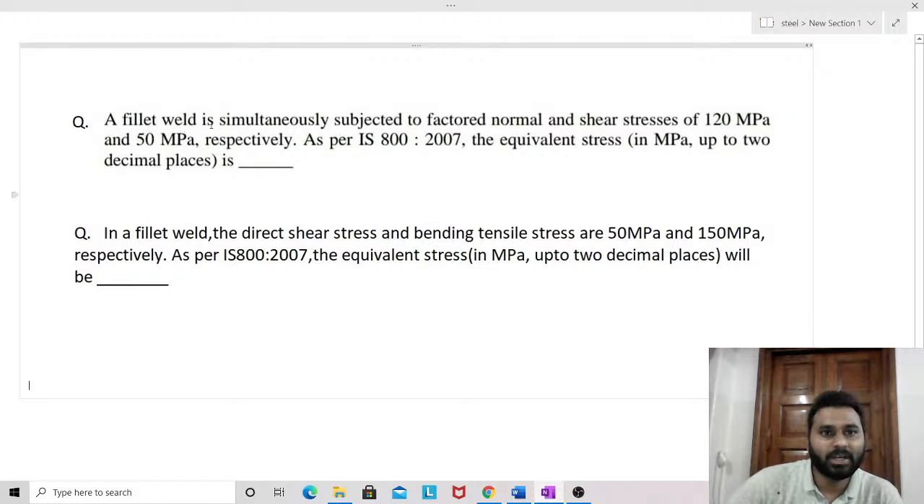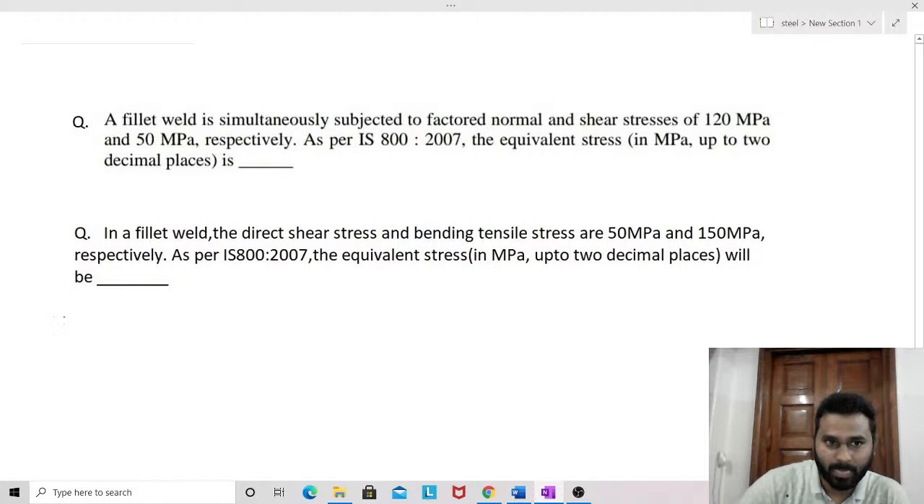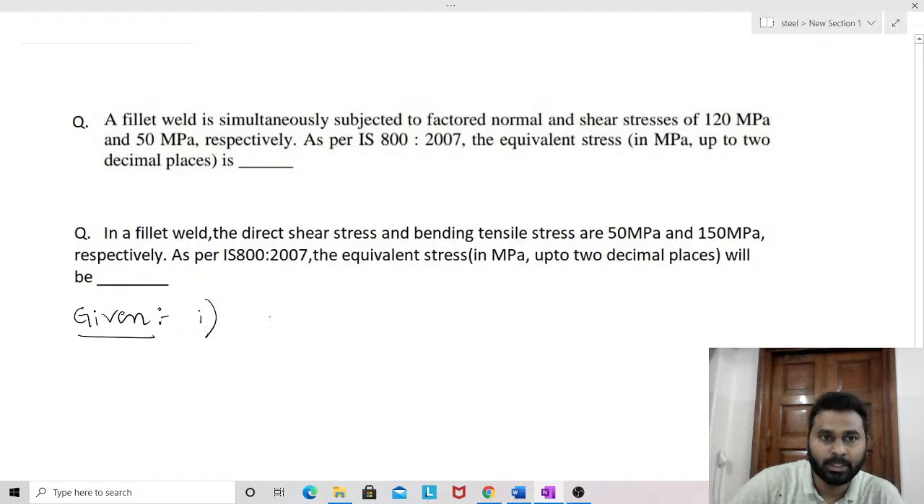First one: a fillet weld is simultaneously subjected to a factored normal and shear stress of 120 MPa and 50 MPa respectively. Clear? So first, let me write the given information. These are the given informations for the first question. The weld used for connecting the members is fillet weld. Please make a note of it.